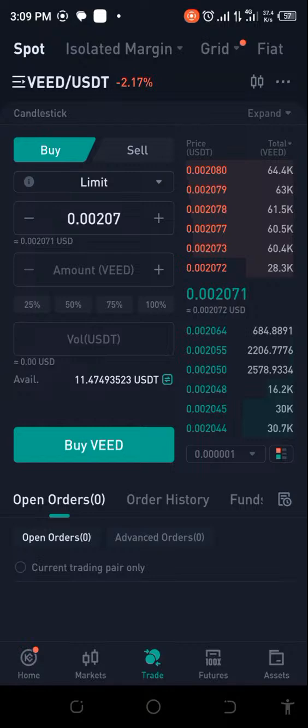Let's start by simulating. We have VEED slash USDT. So let's go ahead and do this. First and foremost, let's do a basic simulation. We'll just put all the 100%.